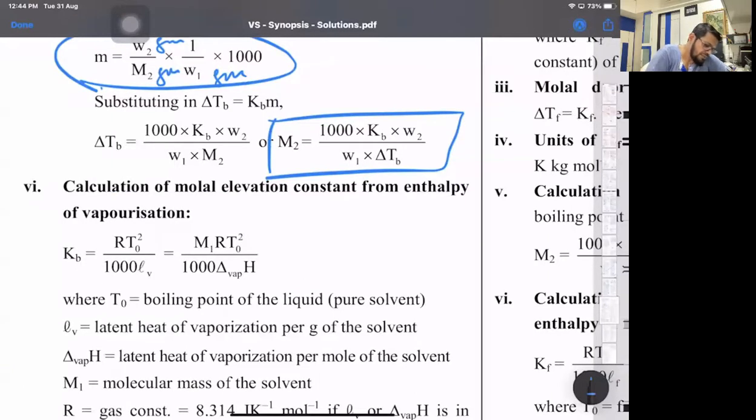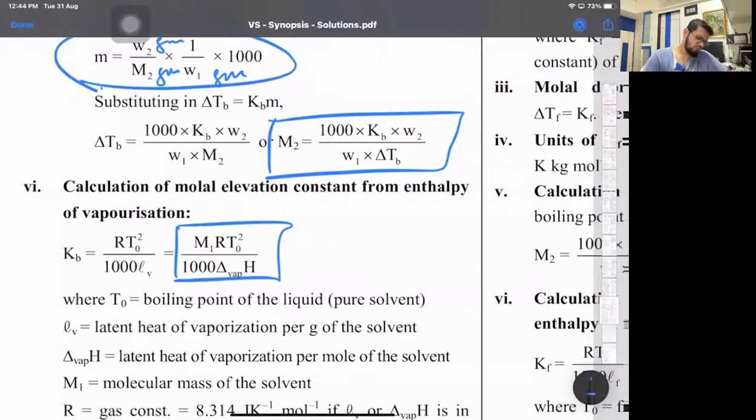That is, Kb is M1 R T0 the whole square upon 1000 into delta H vapor. M1 is the molar mass of the pure solvent, T naught B is the boiling point of the pure solvent, R is the molar gas constant, and delta H vapor is its enthalpy of vaporization when 1 mole of liquid changes to 1 mole of a gas.